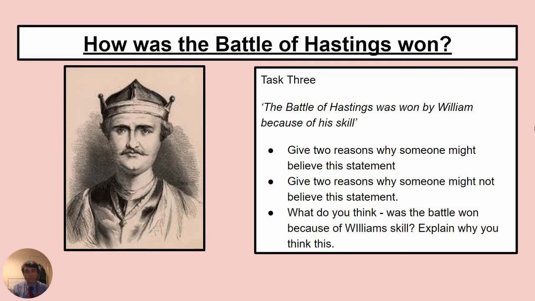Have a look at these 3 bullet points. Can you give me 2 reasons why someone might believe that the Battle of Hastings was won by William because of his skill? 2 reasons why someone might not believe in this statement. They might think it was to do with luck, for example. Give me examples. And what do you think? Was the battle won because of William's skill, or was there another reason? Explain why you think this. The red slides will help you, and you might need to go back through the rest of the video. Pause the video here, complete this work, and then press play to end this lesson.